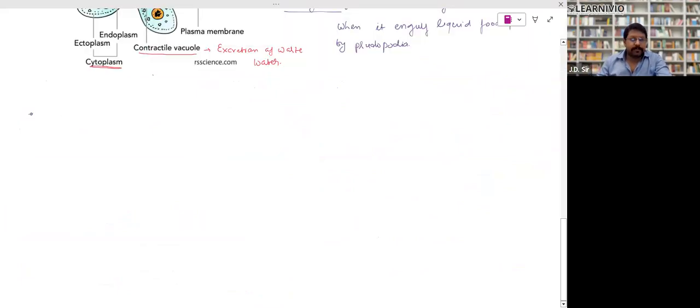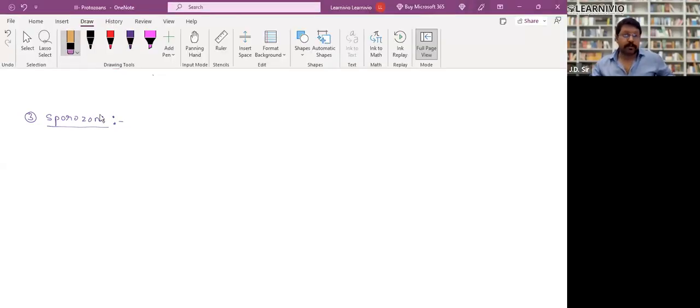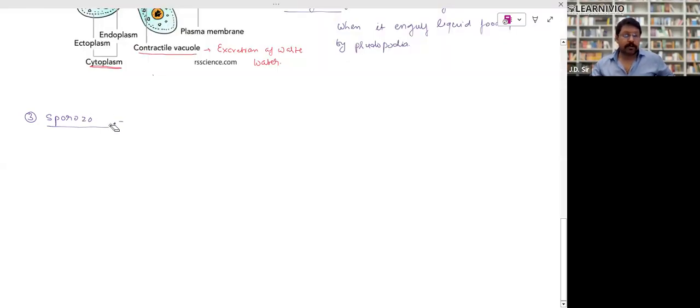Now, come to the third point. Third one is what? Sporozoans. Oh, sorry, just a minute. Some more characteristics of this one, phagocytosis or pinocytosis. First, let me tell you some more points for this one, the rest of the points for amoeboid protozoa, right? Some points are left.